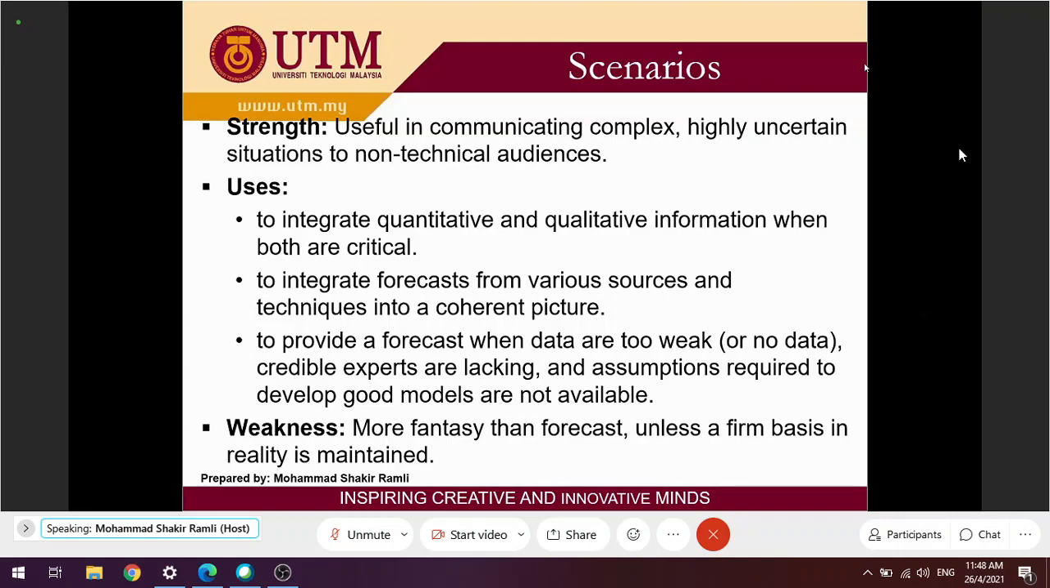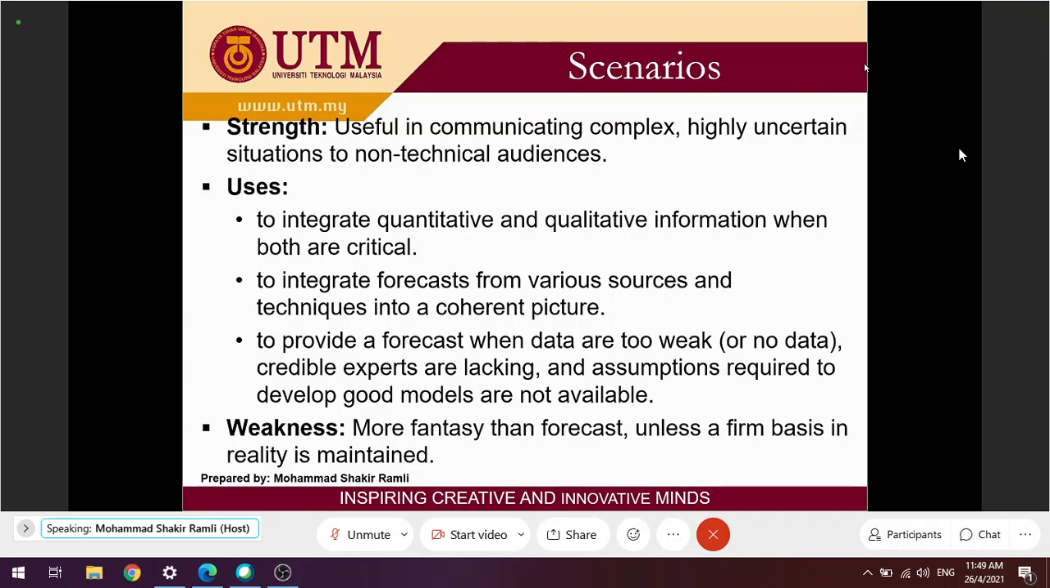And we are in a situation where even creating a good base of assumptions is difficult, because sometimes the assumption is not credible, or we ourselves are not confident with the assumption. So we can use scenario.